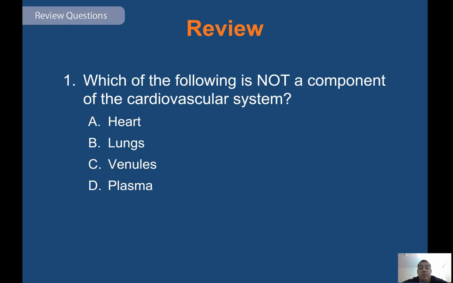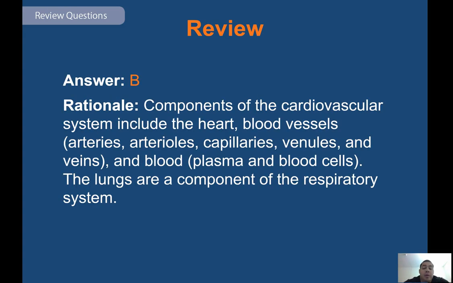So review. Which of the following is not a component of the cardiovascular system? So B, components of the cardiovascular system include the heart, blood vessels, arterioles, capillaries, venules, and veins, and blood, plasma, and blood cells. The lungs are a component of the respiratory system. They're not part of the cardiovascular system, but blood flows through them.